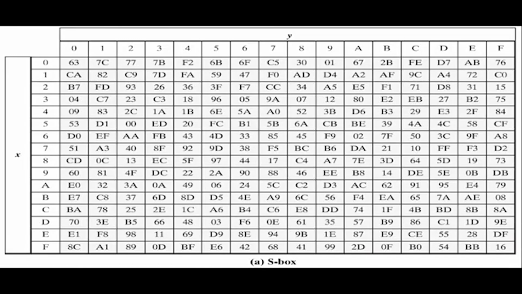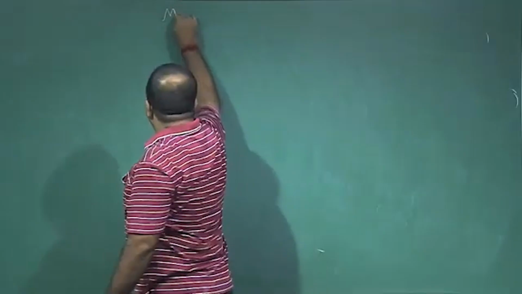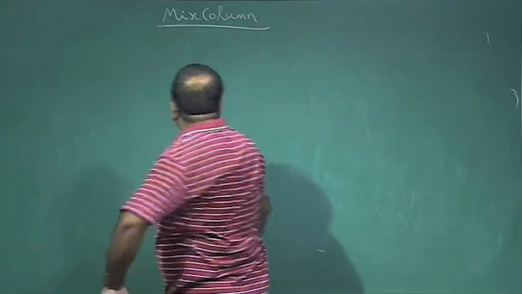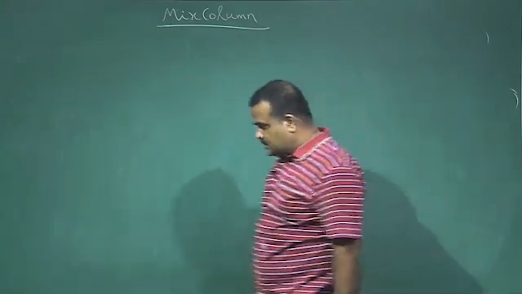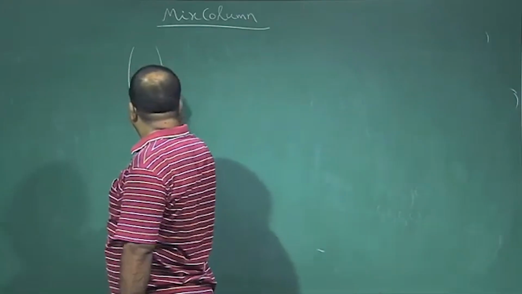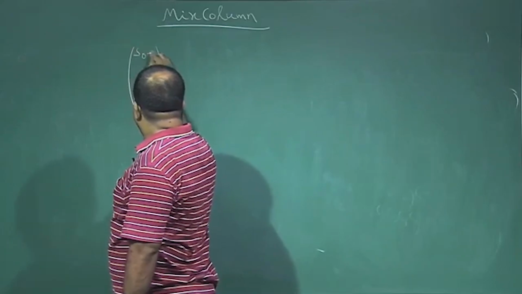Okay. Now, we will go to how to get the mix column operation for AES. This also involves field operation. So, this is also a field operation. It is basically taking a column, say S0j.